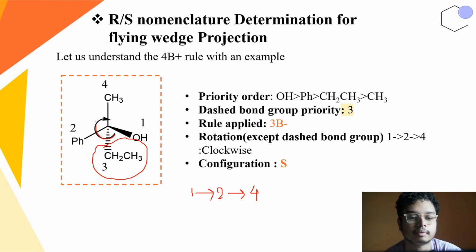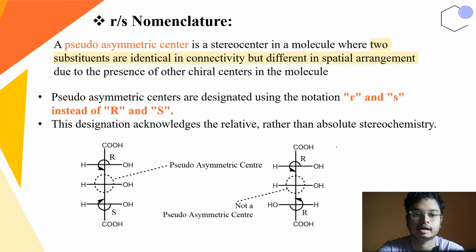Now if we look at the rotation 1 to 4, that is a clockwise rotation, but here the rule applied is 3b minus. The minus suggests the opposite, so clockwise means S will be the absolute configuration of this particular chiral center. So the configuration of the molecule is S. I hope it is clear. Okay, now we will move to something more advanced, that is small r and small s nomenclature.